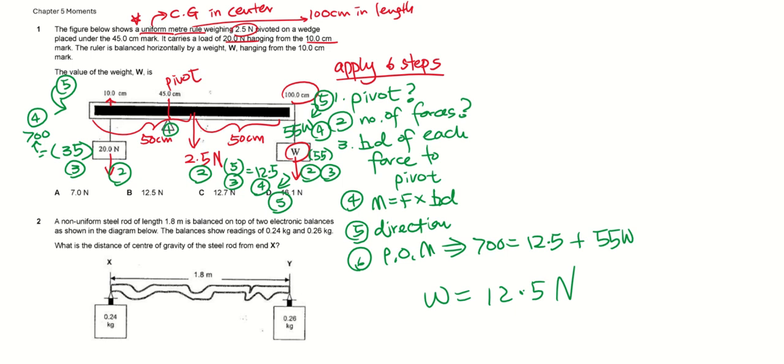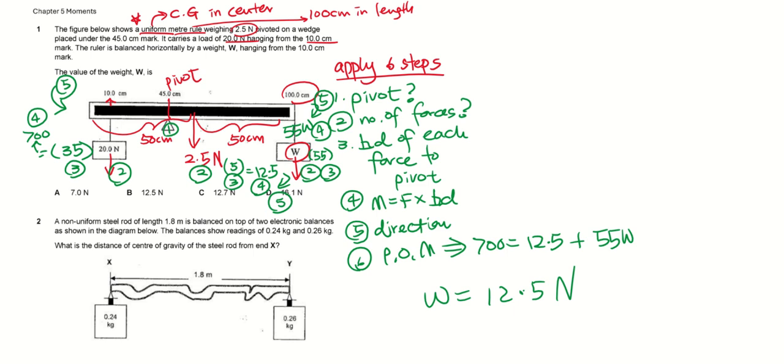The perpendicular distance is 45. Right, put here. How about this? This thing is having the CG in the center. So the perpendicular distance is 5, because the pivot is at 45. So 50 minus 45 we get 5.